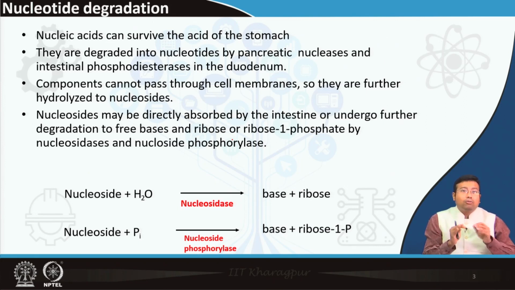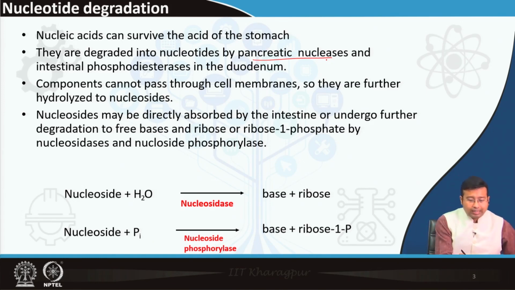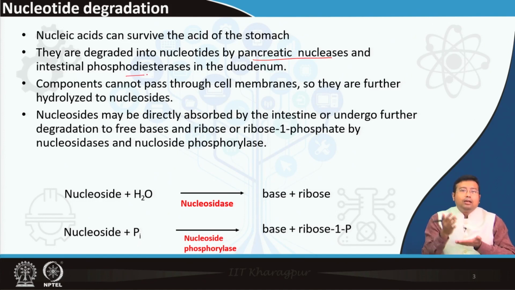However, when they go into the pancreas, they are acted upon by pancreatic nucleases. Nuclease means the enzyme which cleaves these nucleic acids, and also intestinal phosphodiesterase. DNA and RNA are basically nucleotides connected by 3' 5' phosphodiester bonds, so the enzymes that break those bonds are known as phosphodiesterases. When these nucleases and phosphodiesterases act on them, they are hydrolyzed and broken down into small nucleotides.